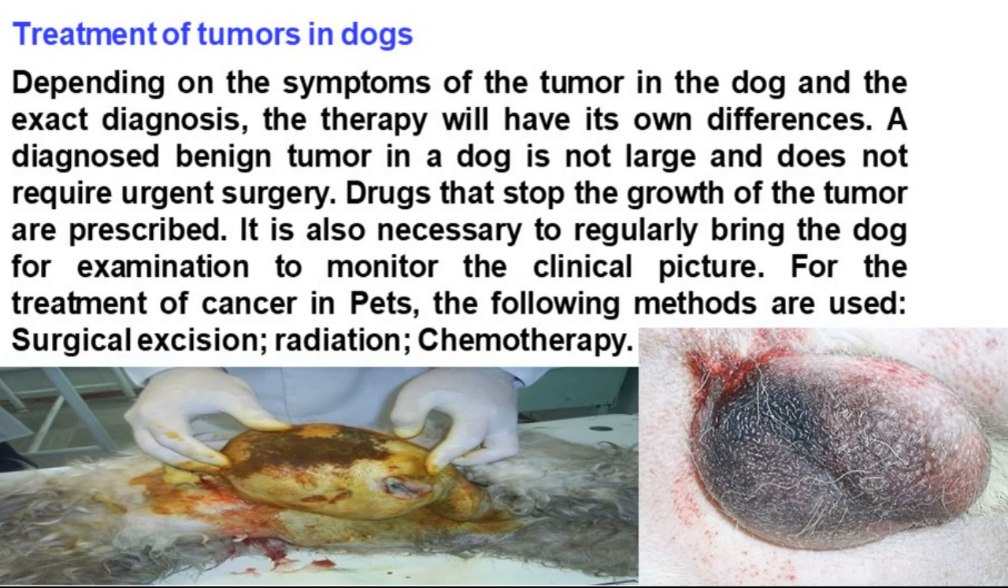Next, treatment of tumors in dogs. Depending on the symptoms of the tumor in the dog and the exact diagnosis, the therapy will have its own differences. A diagnosed benign tumor in a dog is not large and does not require surgery. Drugs that stop the growth of the tumor are prescribed. It is also necessary to regularly bring the dog for examination to monitor the clinical picture. For the treatment of cancer in pets, the following methods are used: surgical excision, radiation, chemotherapy.